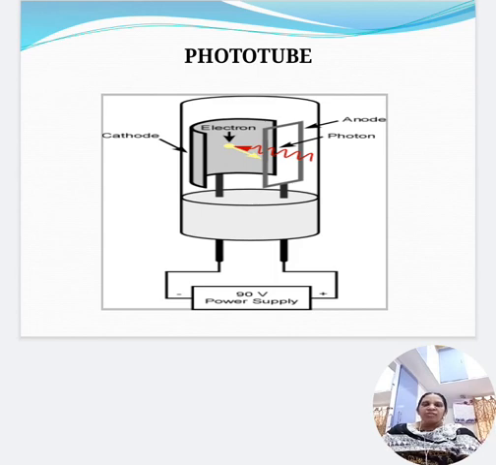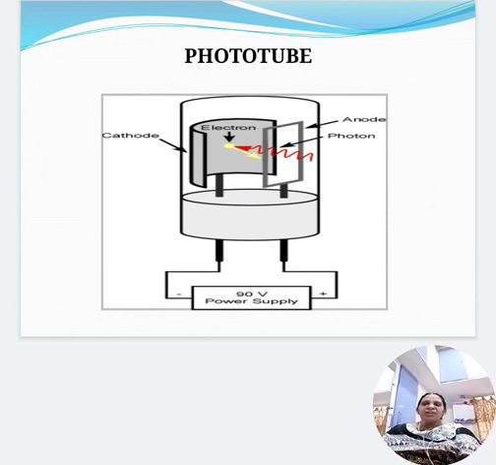The cathode is a reservoir of electrons and it is sensitive to light. It is made up of a material which is sensitive to light radiation. And an anode is placed inside an evacuated quartz envelope. There is a potential difference maintained between the two, of about 90 to 100 volts. Approximately 100 volts is applied between the two electrodes.